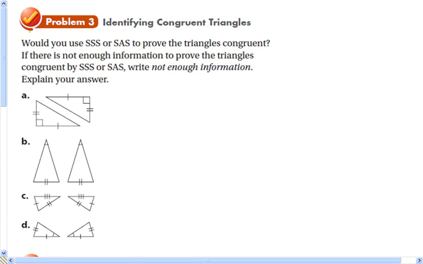All right, the last problem. Would you use side-side-side or side-angle-side to prove the triangles are congruent? Or, if there's not enough information to prove the triangles congruent by side-side-side or side-angle-side, write not enough information. Explain your answer.